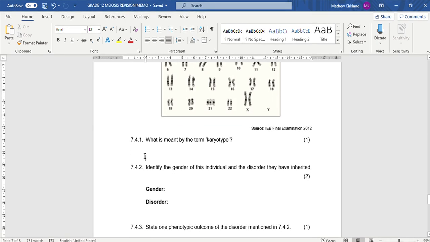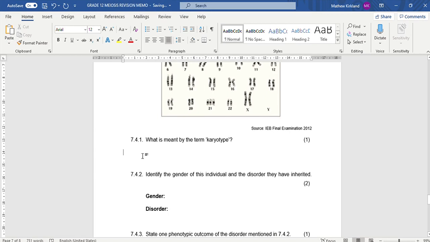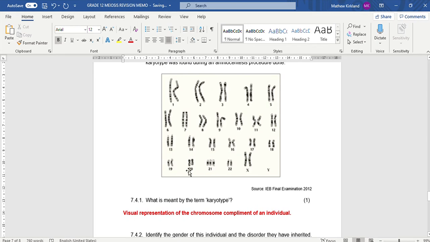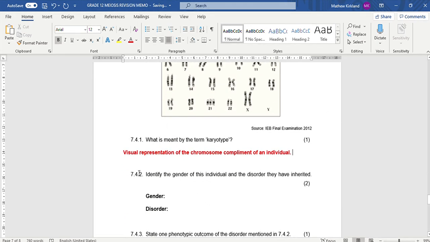Right. What is meant by the term karyotype? Okay, so this is pretty much our definition. We did it before. It is a visual representation of the chromosomes, or the chromosome complement of an individual. A visual representation, a picture of the chromosomes that an individual has, something along those lines. Then, identify the gender of this individual and the disorder they have inherited.